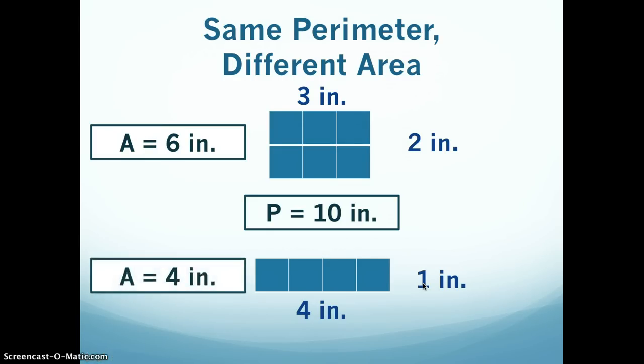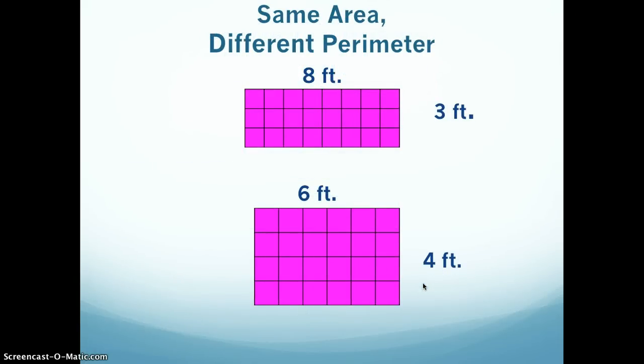So again, this was yesterday's lesson. The perimeter was the same. The area was different. For today's lesson, we're going to reverse that. This time, the area, the inside amount of squares, is exactly the same, but that outside fencing perimeter is different. So first, let's go ahead and start with the area.